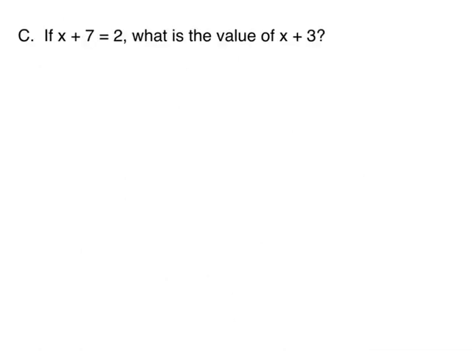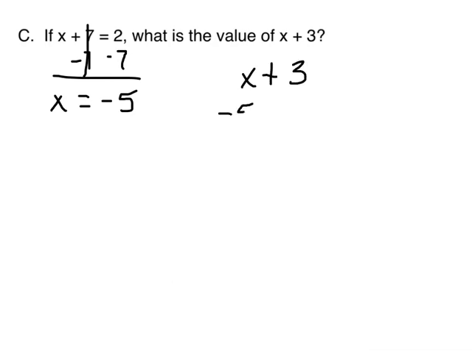Okay? Two-step problems. If x plus 7 equals 2, what is the value of x plus 3? Now you may say, I know you all, I can do that in my head. I still want to see the work. x is equal to negative 5. x plus 3. If x is negative 5, plus 3, my answer is going to be negative 2.